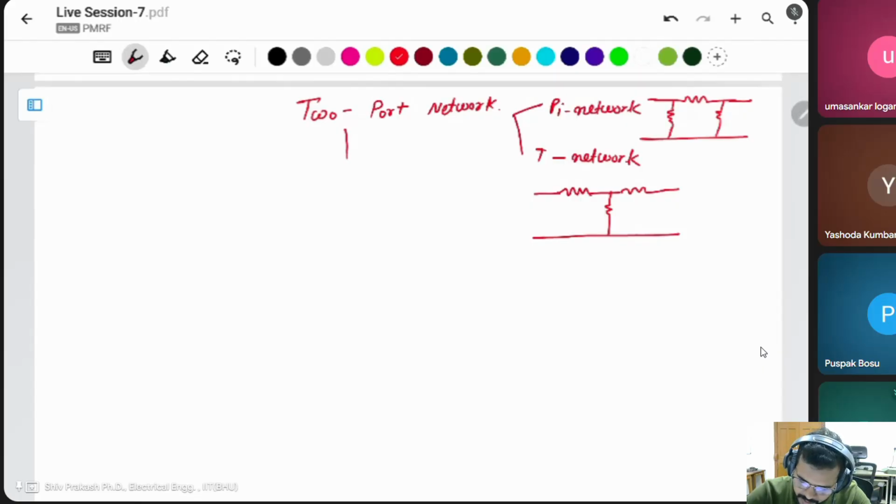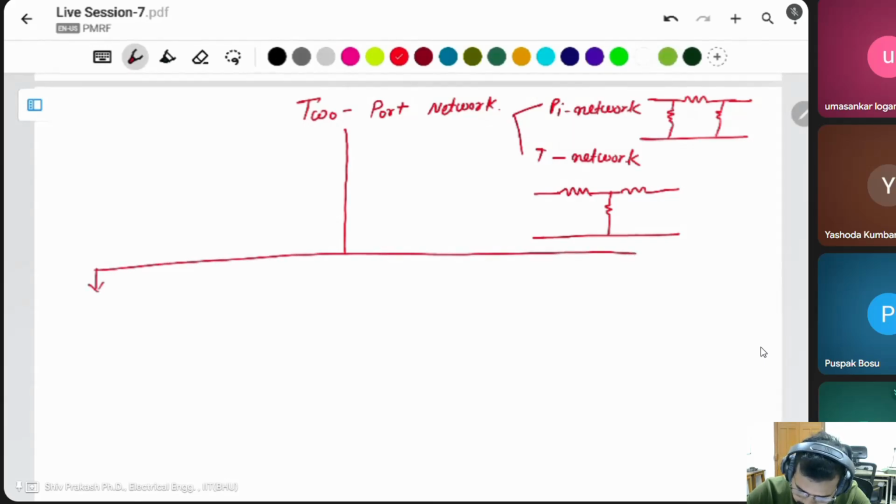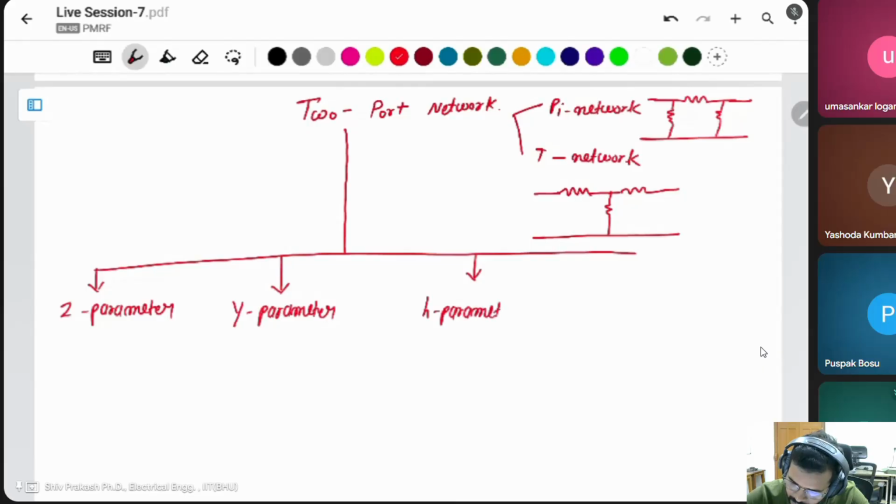The two port network model is in four parameters. Z parameter, Y parameter, and then the last one, ABCD parameter. This one is a transmission parameter.